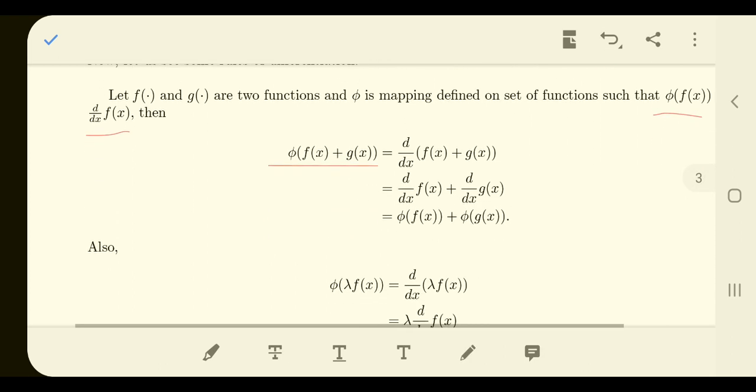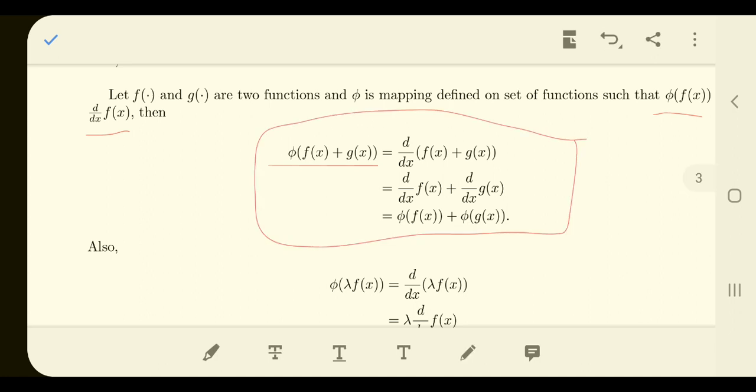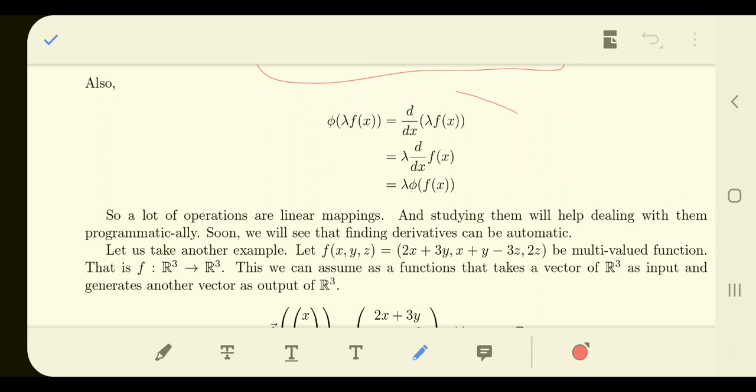With this particular thing, we are able to see that yes, it is a linear mapping. And again, we can see the second condition also holds. So there are a number of things that can be represented by linear mapping. And since we can work with matrices, if all linear mappings can be converted into matrices, all of this can be automated and done through a program.